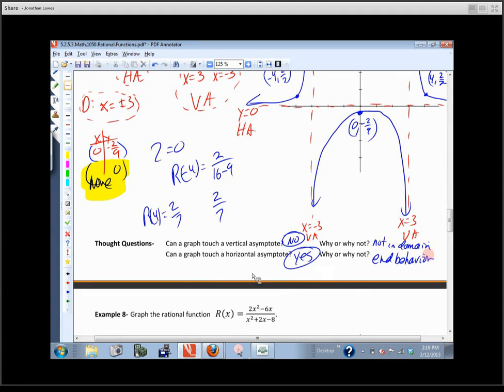So we'll say it this way. Can it touch or cross a horizontal asymptote? Yes, it can, usually near the middle. Out near the ends, it's either usually above or below. There are some exceptions to that when you get to trig, but we're not in trig, so generally speaking, crosses near the middle. Okay, that's all I have for today.